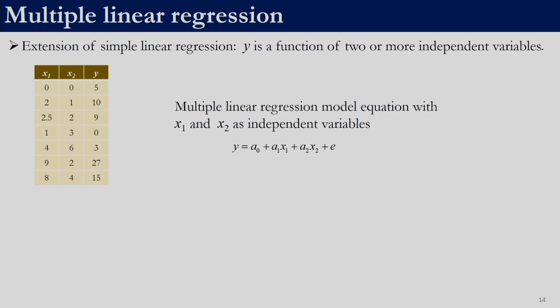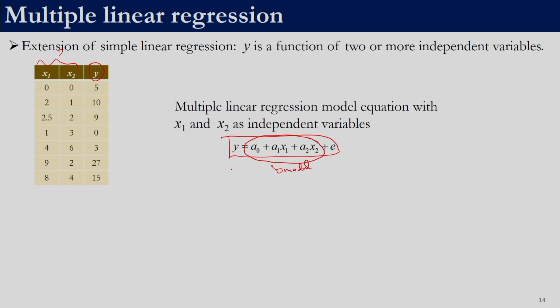So, in multiple linear regression, these two are independent variables x1 and x2. For example, that can be temperature and pressure. These x1 and x2 are independent variables, and y is a dependent variable. In this case, the model that we want to fit is a naught plus a1 x1 plus a2 x2. So, this is y model.